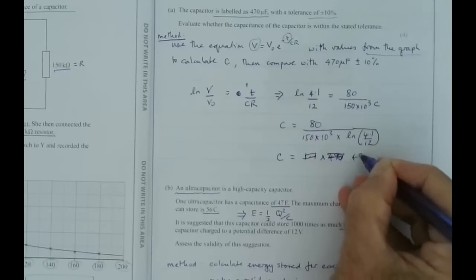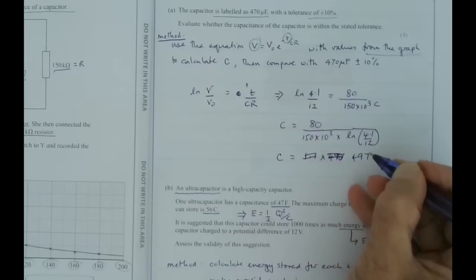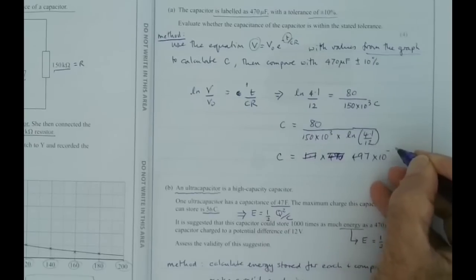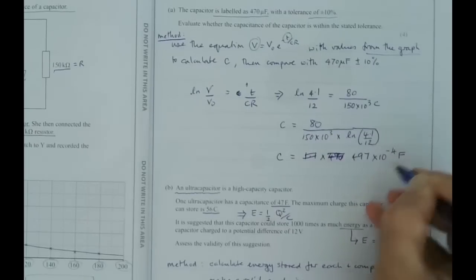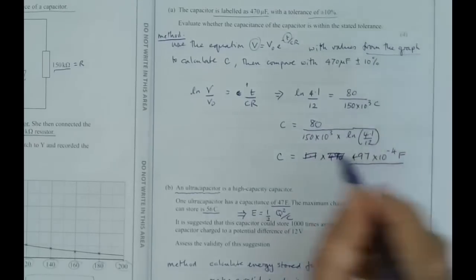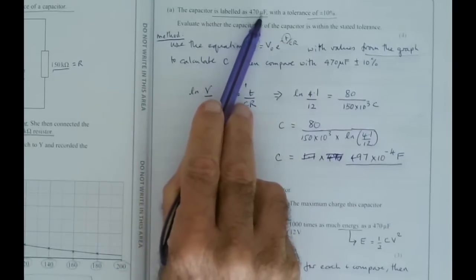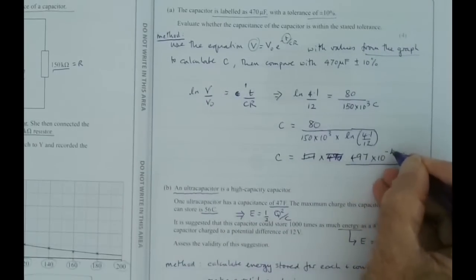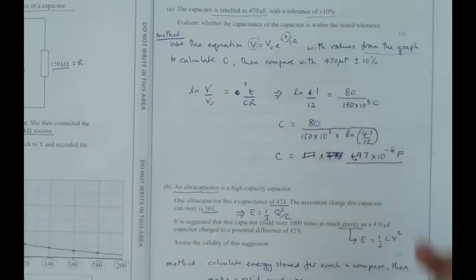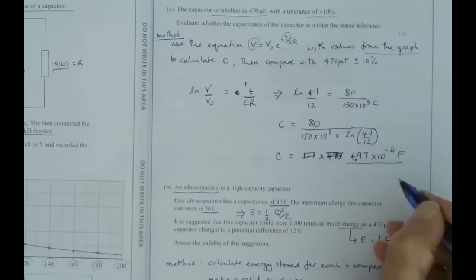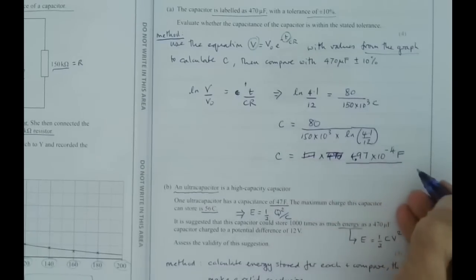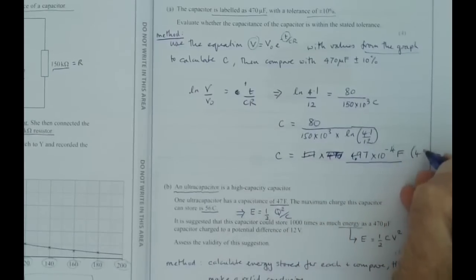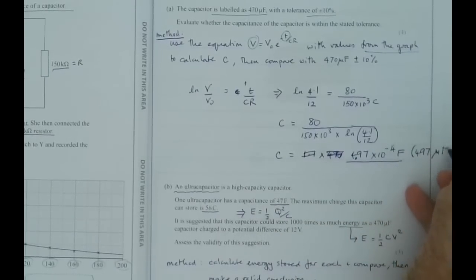I'm just copying down the wrong line. 497 times 10 to the minus 4 farads. Okay? Now they want you to compare it to 470 microfarads. So I think that should be 4.97 when you put it in the calculator times 10 to the minus 4, which is approximately 497 microfarads. So that's 497 microfarads.